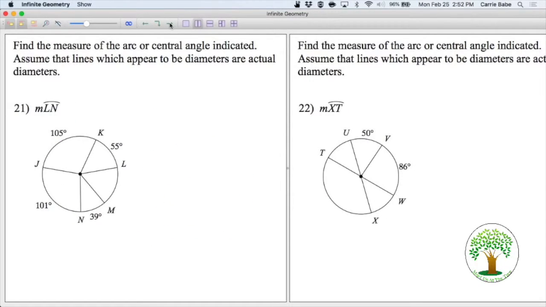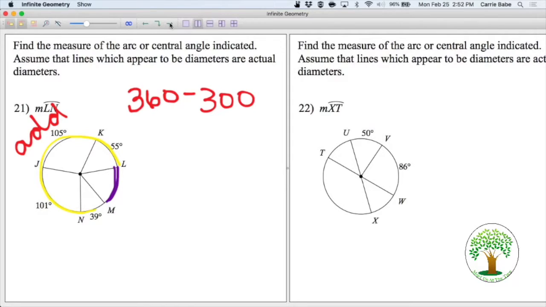All right, 21 has the same instructions. This time we're finding an arc instead of an angle. We're finding LM. Are there any diameters in here? No. How are we going to find that little piece? We add everything else together. We take 360 minus everything else. Add up the 55, the 105, the 101, and the 39. 300. Why did we subtract it from 360? Because that's the total. So 360 minus 300 is 60 degrees.